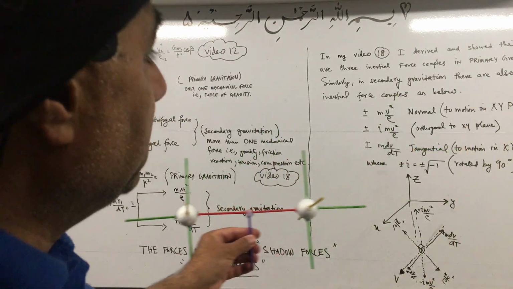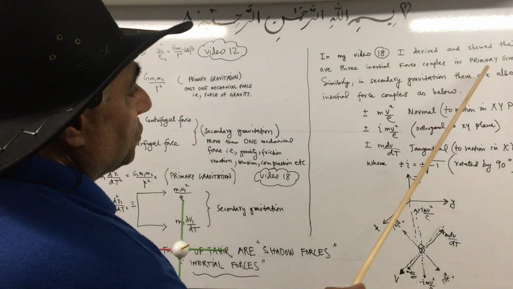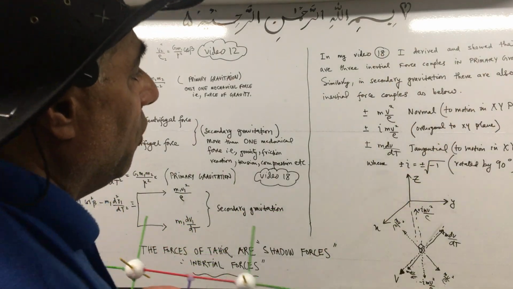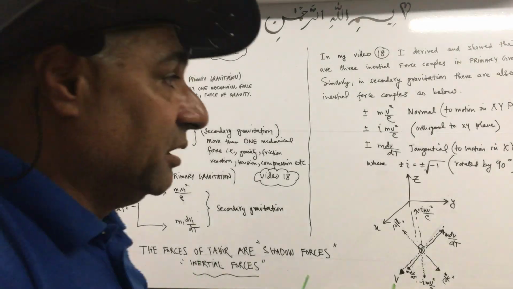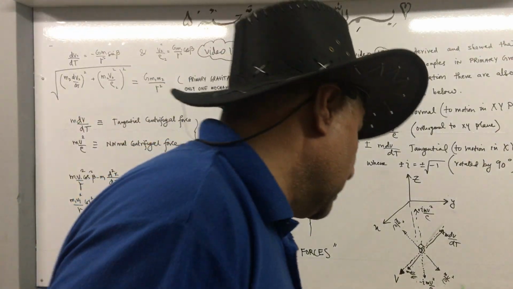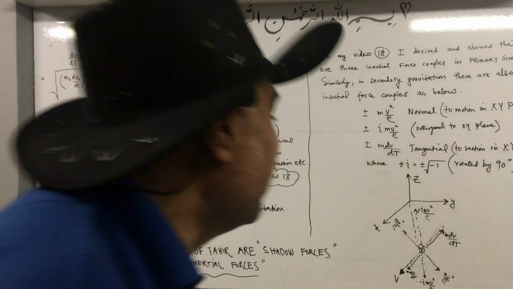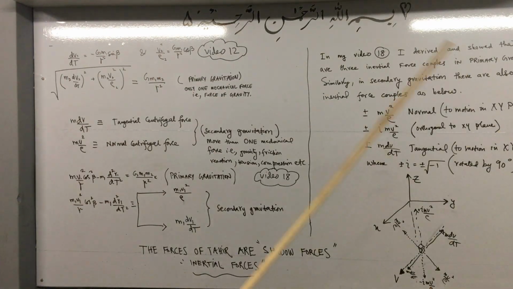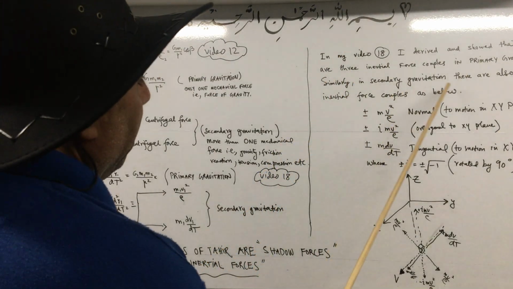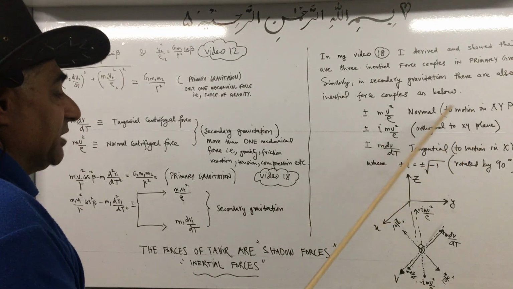Okay, so I have proven these three inertial force couples in my video 18. You can watch my video 18 and digest it, understand it. Science is not that easy. Okay, similarly in secondary gravitation, there are also three inertial force couples as below.